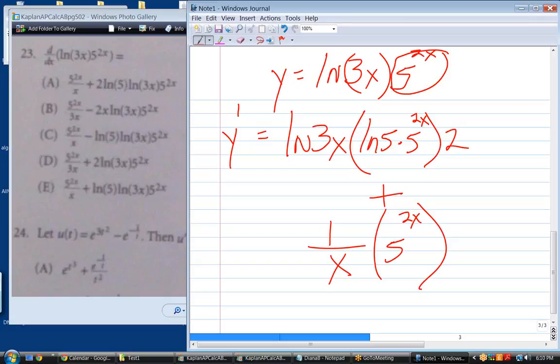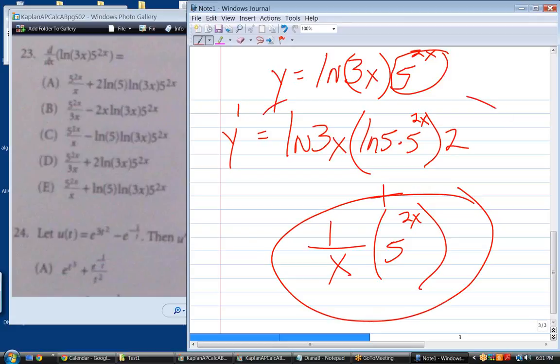Now, if we look at all of those answers, well, let's see. This part here is that, or this, or this: A, B, or E. We know it's being added. So is this what we wrote up here? Well, there's my 2, there's my natural log of 5, there's my natural log of 3x, and there's the 5 to the 2x. So it looks like A is that right there.